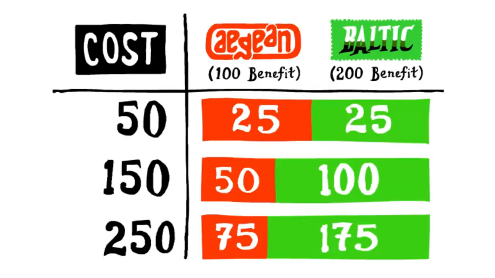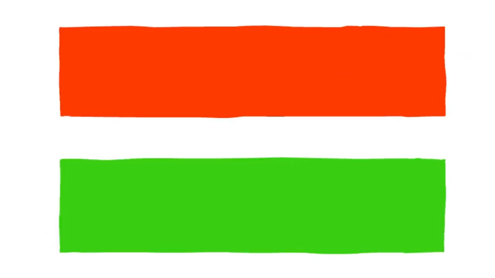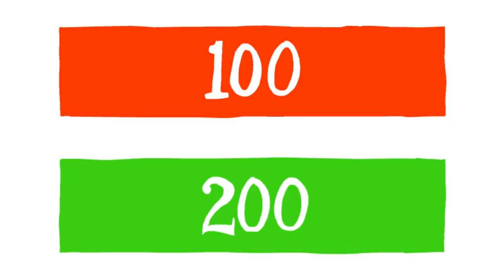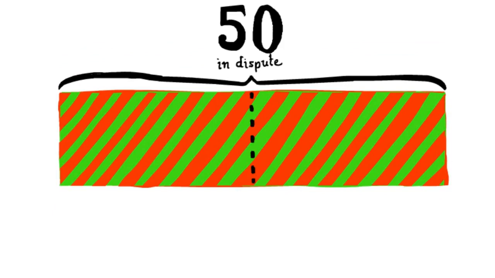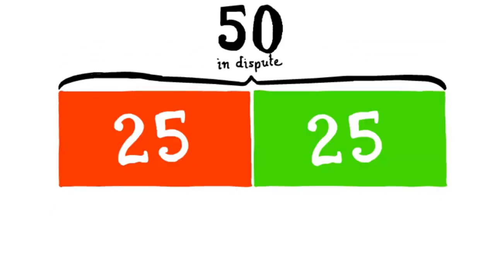At this point, I hope the third row is now clear. The length of the cloth is only 50, and both Aegean and Baltic are claiming the whole thing, since their claims, 100 and 200, are both more than 50. Since the entire cloth is in dispute, it gets split evenly, 25 and 25.